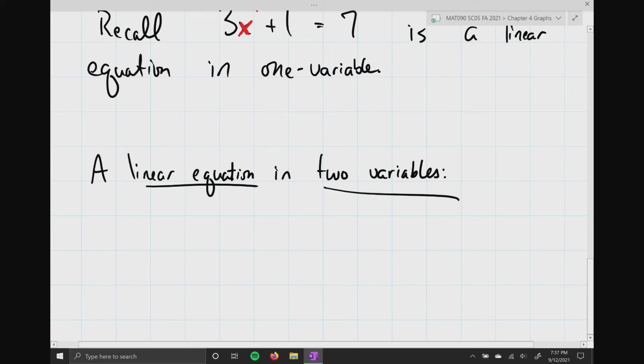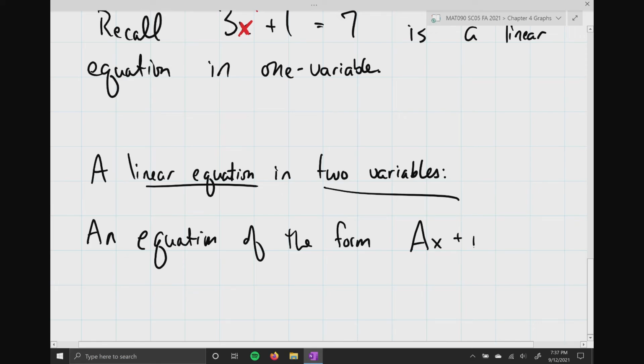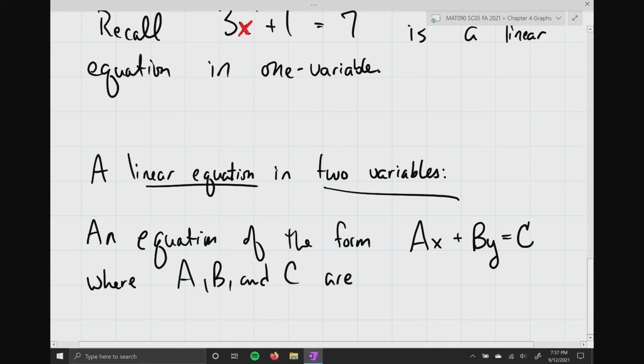The most general form is this. So an equation of the form ax + by = c, where a, b, and c are constants. You know what? Let's keep it even simpler. Are numbers. We'll just call them numbers. And a and b are not both 0.